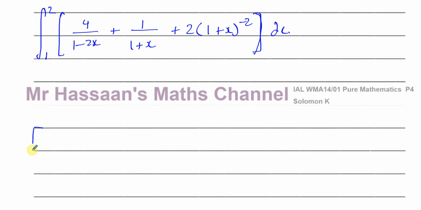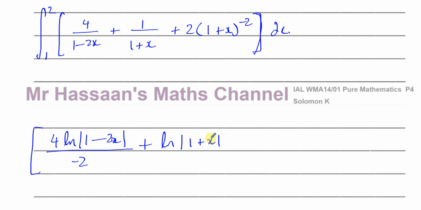So when I integrate this, this is going to be 4 times the ln of, you have to write the modulus, very important, 1 minus 2x. I'm going to explain at the end of why. Over the differential of what's inside the function, which is minus 2. So I write 4 times the ln of what's inside here, then I divide by the differential of what's inside the function, plus, and here I'm going to write the ln of the modulus of 1 plus x divided by the differential of what's inside the function, which is 1, so you don't have to bother.